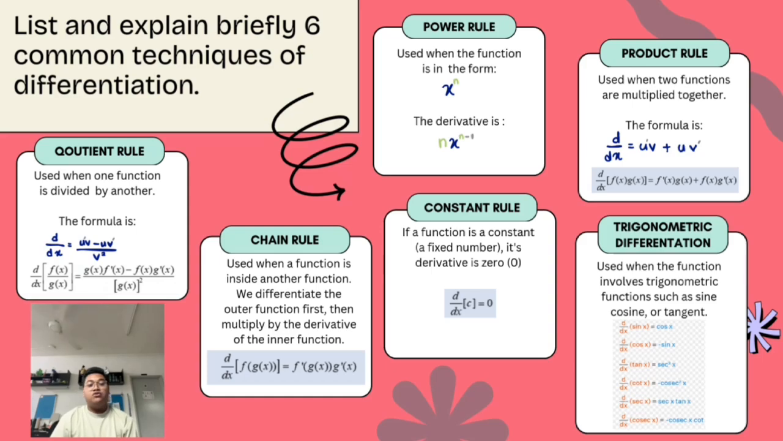So next, we have chain rule. Use it when a function is inside another function. We differentiate the outer function first, then multiply by the derivative of the inner function. It's like d over dx of f(g(x)). So it will be f prime g(x) times g prime x. So next, we have constant rule. If a function is a constant, a fixed number, its derivative is 0.